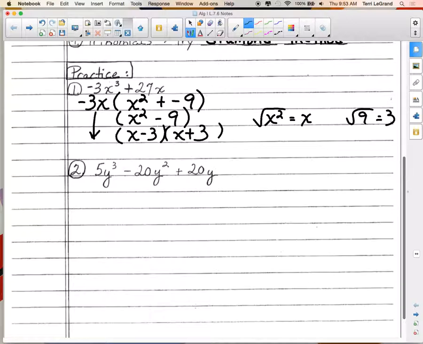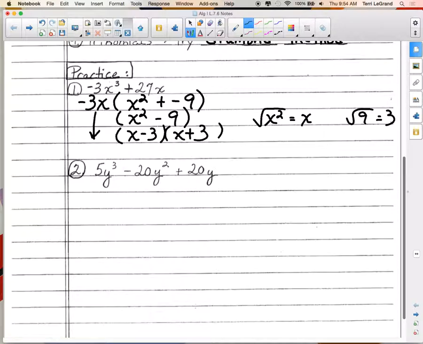X minus 3 is a binomial. Is it the difference of squares? Is x a square? No, it's 3 squared. Neither of them are. Both of them have to be. How about x plus 3? That's a binomial. Can it be factored? Is it a difference of squares?